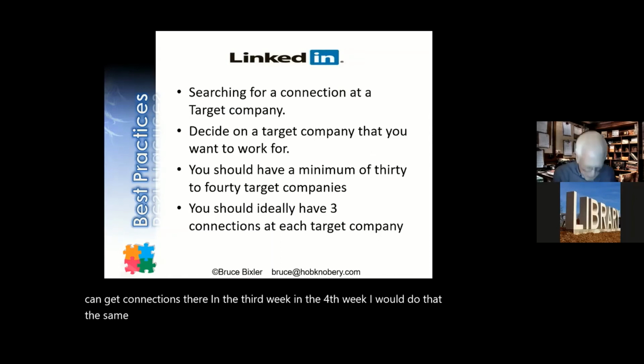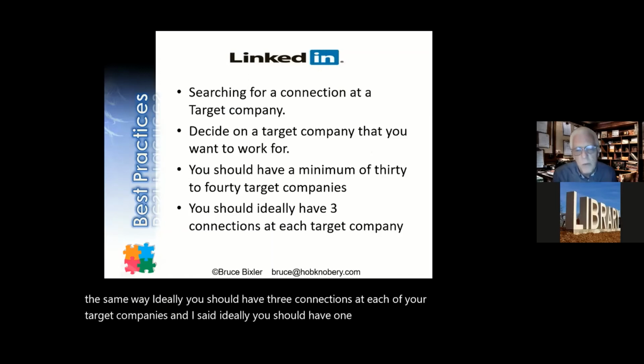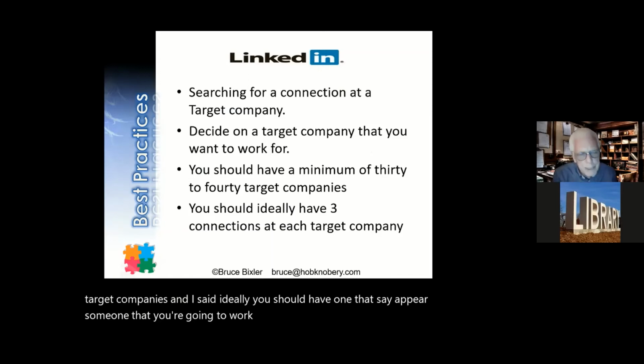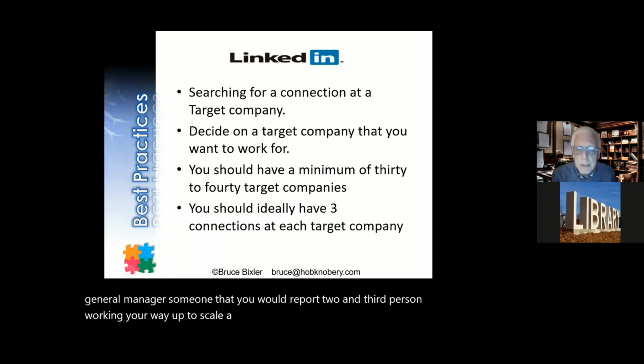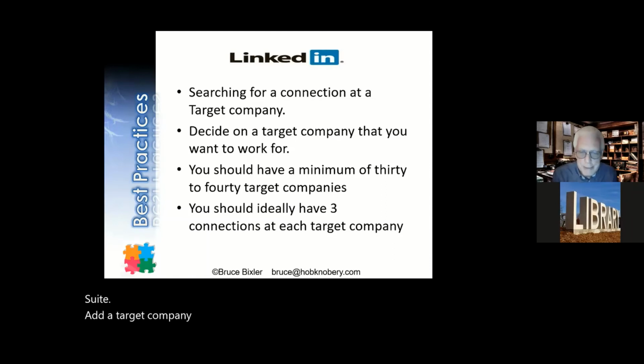Ideally, you should have 3 connections at each of your target companies. One should be a peer, someone that you're going to work with. You should have a manager or general manager, someone that you would report to. And the third person, working your way up the scale, a vice president, or maybe someone in the C-suite at a target company. So it would be ideal if you have that.